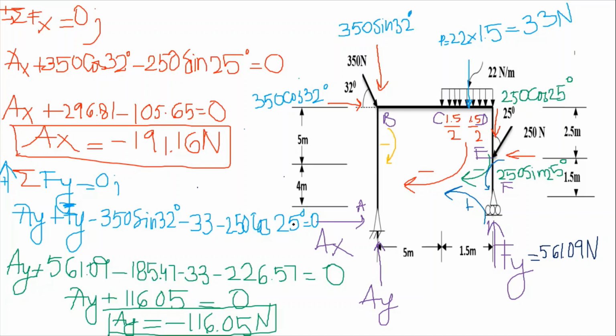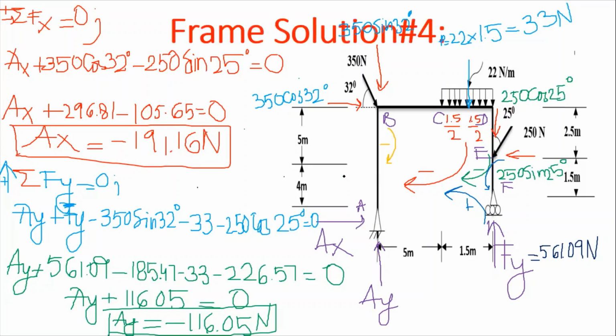So we are not concerned with the sign right now, whatever the sign is coming out, but be careful. If it is negative, it should be towards the left, and if it is negative, it should be downward. It is upward. So this is the way to calculate the support reactions.